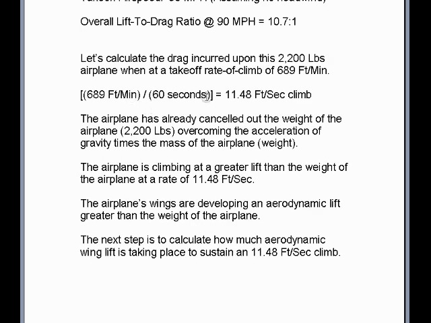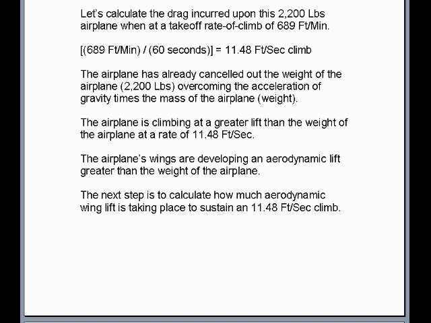689 feet per minute divided by 60 seconds translates to 11.48 feet per second climb. The airplane has already canceled out the weight of the airplane, 2,200 pounds, overcoming the acceleration of gravity times the mass of the airplane, which is the weight. The airplane is climbing at a greater lift than the weight of the airplane at a rate of 11.48 feet per second. The airplane's wings are developing aerodynamic lift greater than the weight of the airplane. The next step is to calculate how much aerodynamic wing lift is taking place to sustain an 11.48 feet per second climb.